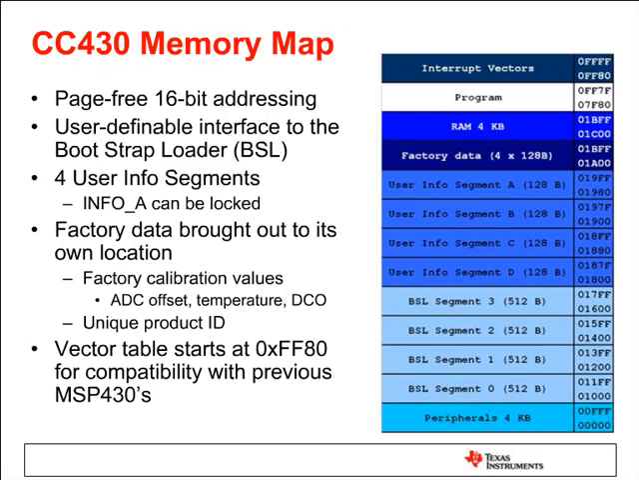CC430 memory map. We changed this up a little bit, not very much, but I think we added some really good features. We've got our peripheral memory down at the very bottom. We have a new BSL segment. BSL is just like any other flash, but it's lockable for the bootstrap loader, which allows you, after you have blown the JTAG fuse and can't access the device through JTAG anymore, to still access the device with the bootstrap loader.